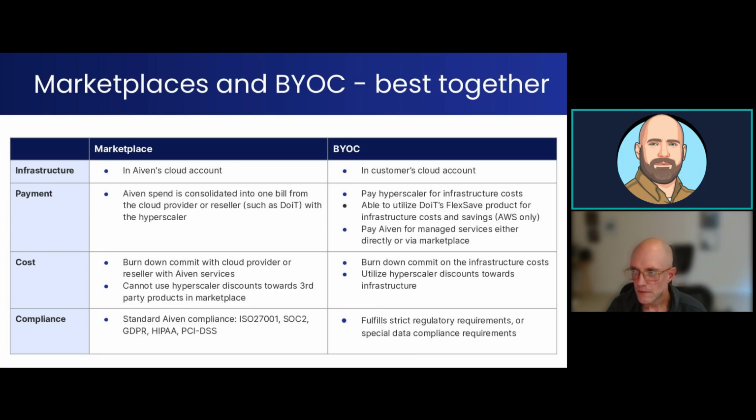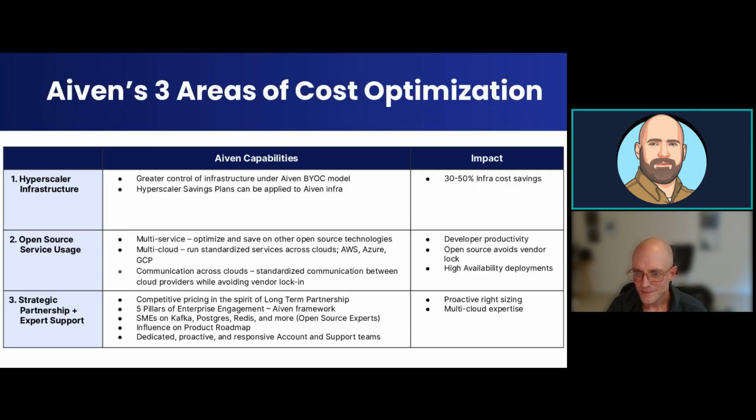And as mentioned earlier, if you do BYOC, you can hop on DoiT's FlexSave product, which is essentially a way to have VMs at the cost of CUD prices, but on a month-to-month basis. So it really helps out here, and it will definitely help you burn down your commits as well. And as I mentioned before, it could be a single bill sort of operation when you do both of these. All right, go for it, Chris. Pass back to you. Good deal.